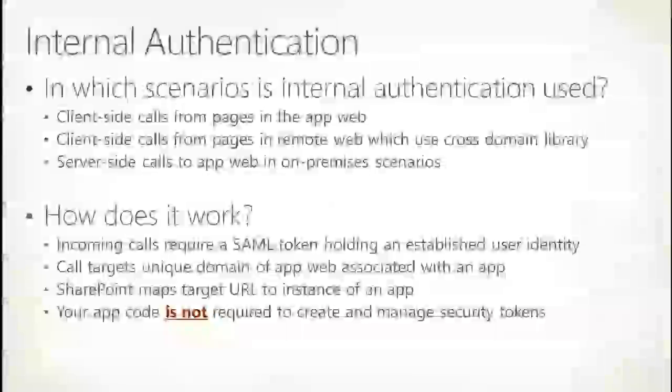Okay, so how does it work? The first thing to see is that internal authentication involves authenticating the user with standard user authentication, just as if a user went to the browser and hit the home page of a site. So basically, there's going to be a SAML token involved. The other thing is that the call has to go through the app web. And we'll see why that is in just a second, how SharePoint's able to do that. But SharePoint is going to be able to map any call that targets the app web to a particular installed instance of an app. And the big benefit here is your app code is not required to create security tokens or manage security tokens. It all happens transparently behind the scenes.